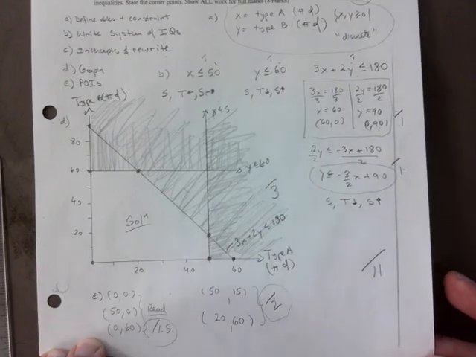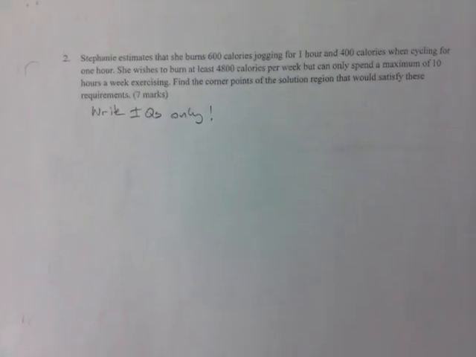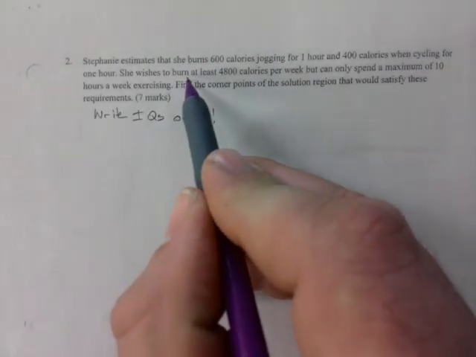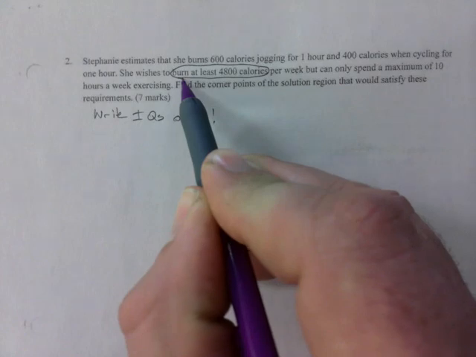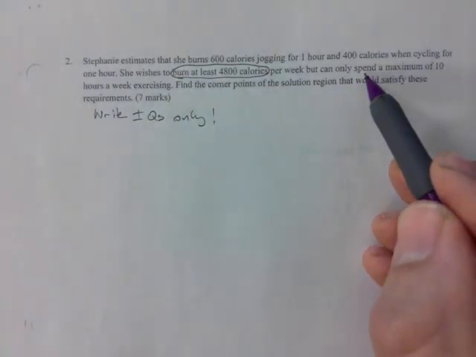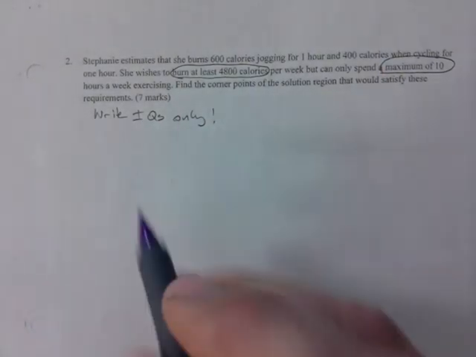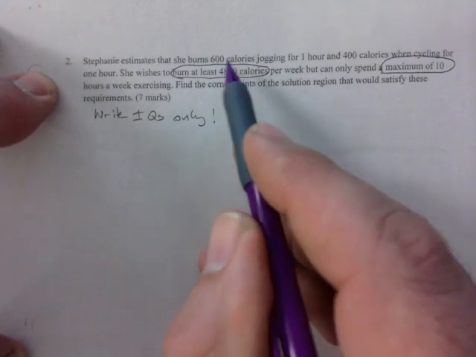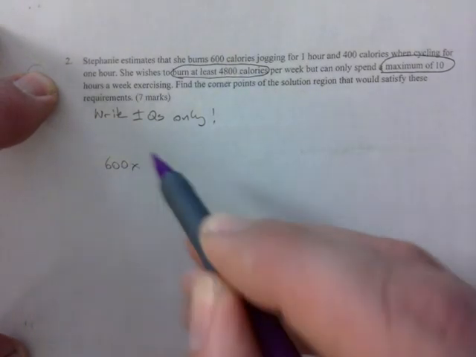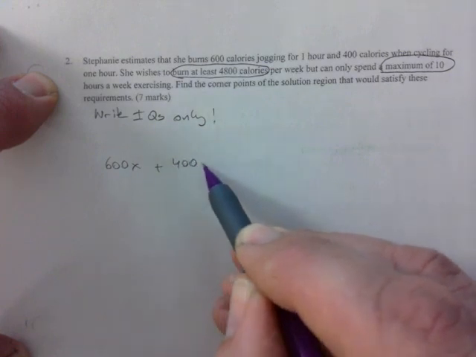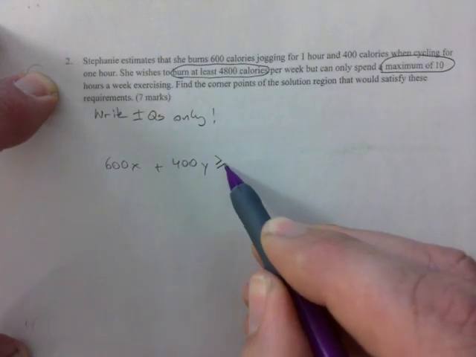Let's do the back side here. Maybe you were able to do this one. Stephanie estimates that she burns 600 calories jogging for an hour and 400 calories when cycling for 1 hour. She wishes to burn at least 4,800 calories. Burn at least 4,800 calories would be definitely an inequality. And can only spend a maximum of 10 hours a week exercising. Okay, so here, if it goes with calories, I would go 600x plus 400y. That would have to be greater than or equal to 4,800.